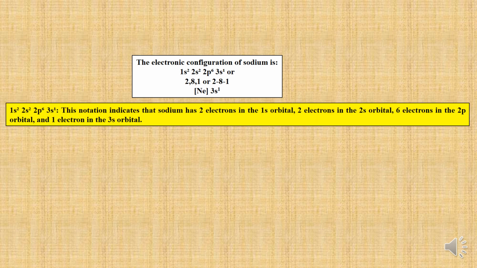Now the first way of representing the electronic configuration of sodium is mentioning the electrons in their respective atomic orbitals. So this notation indicates that sodium has 2 electrons in the 1s orbital, 2 electrons in the 2s orbital, 6 electrons in the 2p orbital, and 1 electron in the 3s orbital.